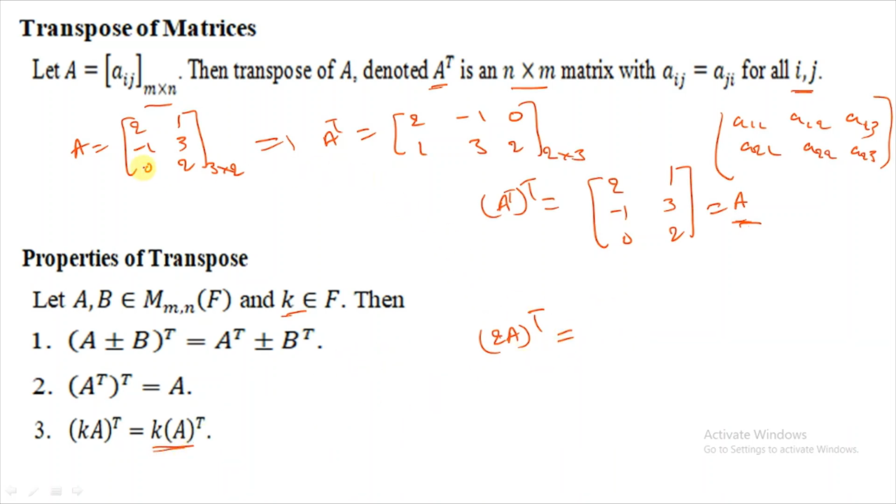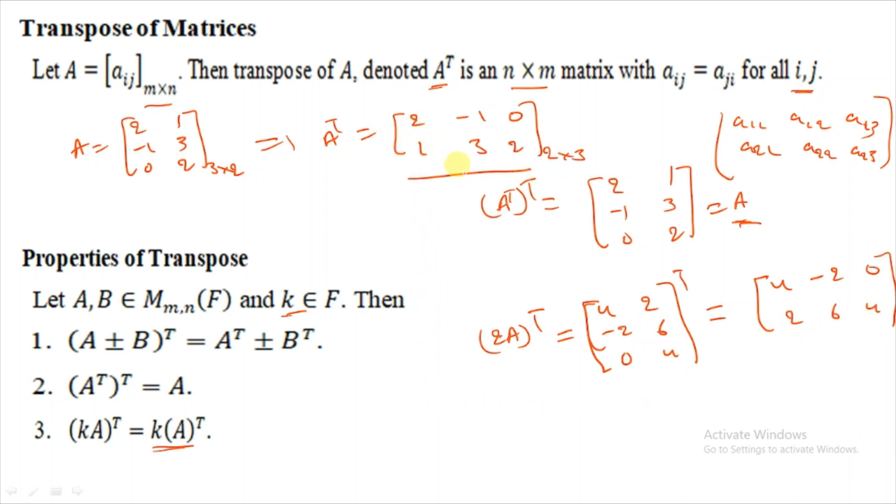First multiply by 2 and transpose. That's 4, 2, minus 2, 6, 0, 4. Its transpose is 4, minus 2, 0, 2, 6, 4. Or first transpose and multiply. If we multiply this again, we get the same: 2 into A transpose.